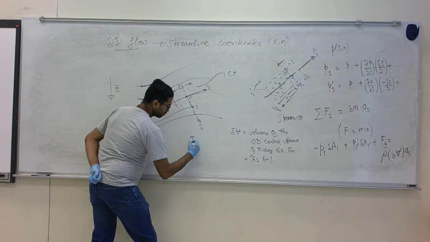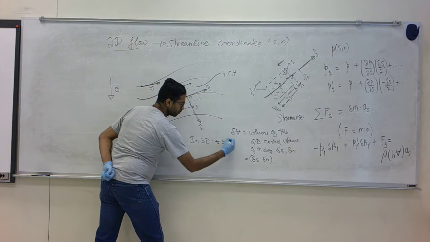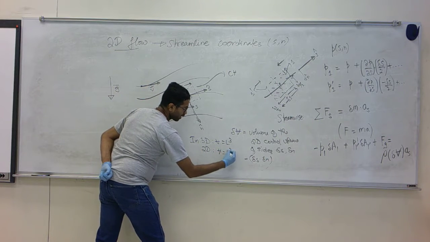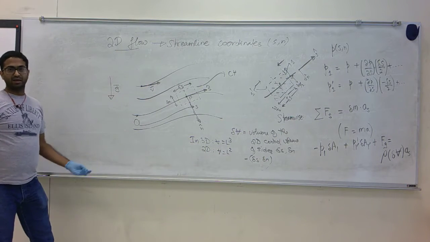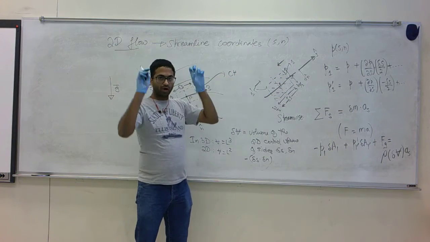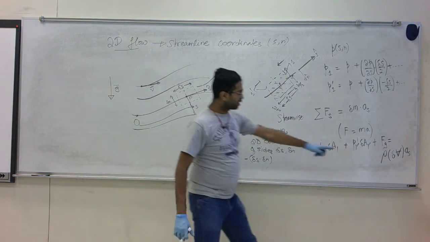In 3D, volume is L cubed. In 2D, volume is L squared. It's area. You just have the concept of area. That's what is volume in 2 dimensions. Okay. So I have here delta V.